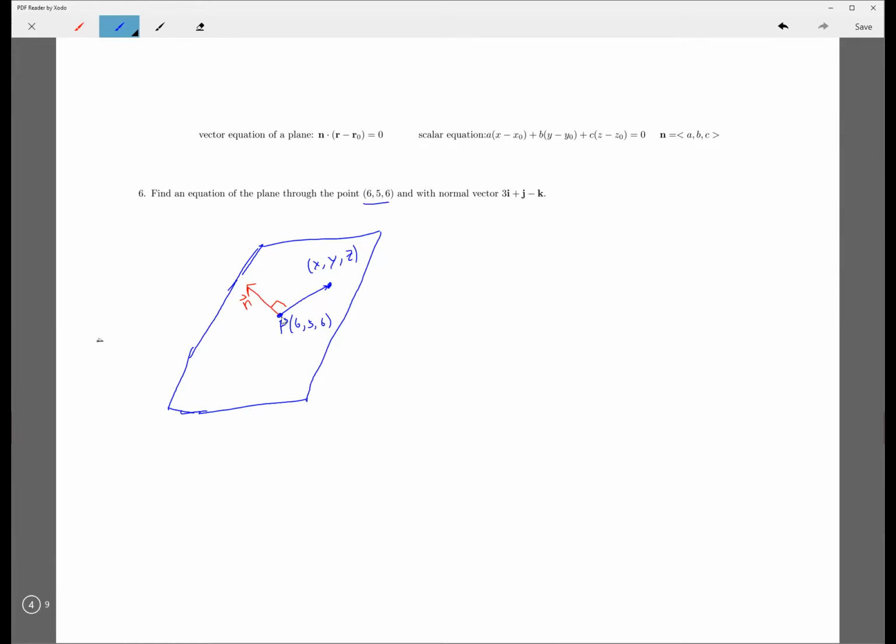If that point is, say, a point Q with coordinates X, Y, Z, and P has coordinates 6, 5, 6, then what is the vector from P to Q? You just take this one and subtract that one from it. So it's X minus 6, Y minus 5, and Z minus 6, that's the vector, right?